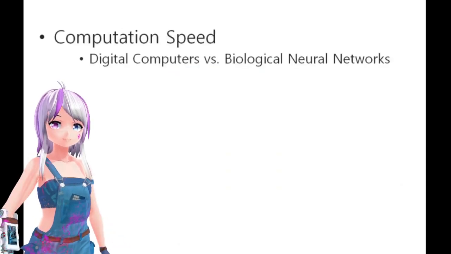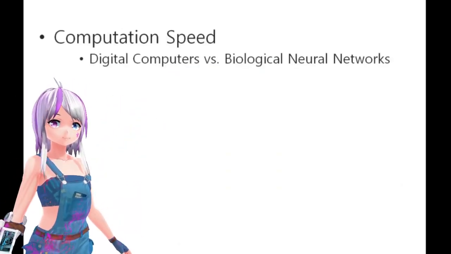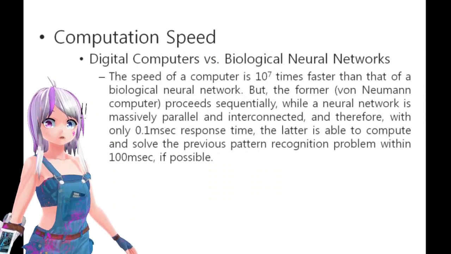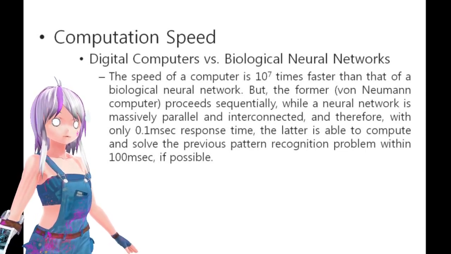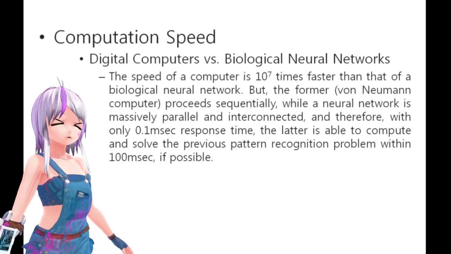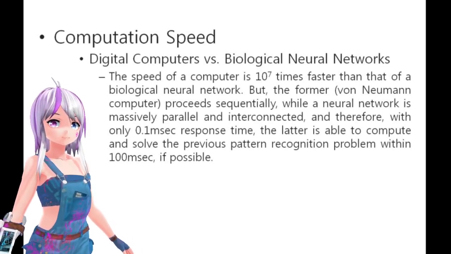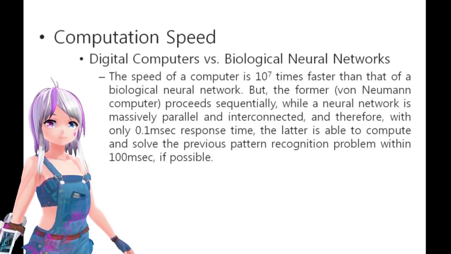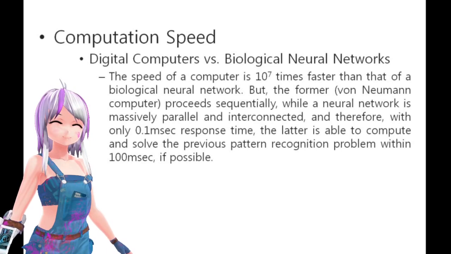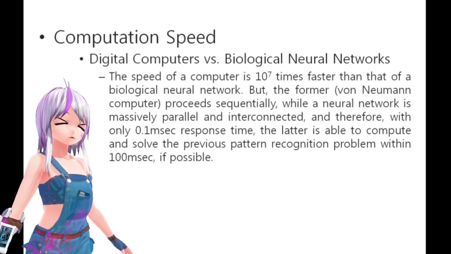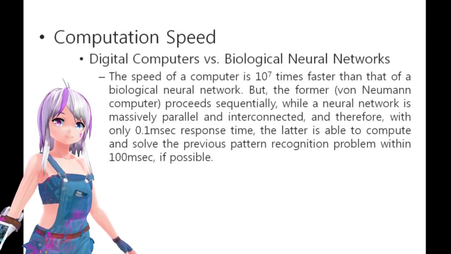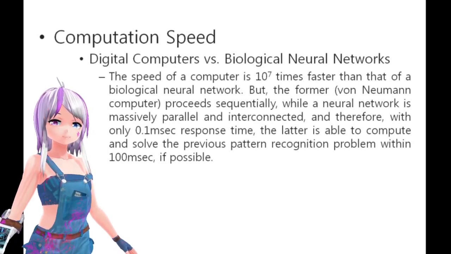Okay, let's compare digital computers and biological neural networks. The speed of a computer is 10 to the 7 times, 10 million times, faster than that of a biological neural network, which works at maybe some milliseconds or microseconds. But the former computer proceeds sequentially, while a neural network is massively parallel and interconnected between nodes, and therefore has only a 0.1 millisecond response time. So the latter is able to solve the previous pattern recognition problem within 100 milliseconds if possible.